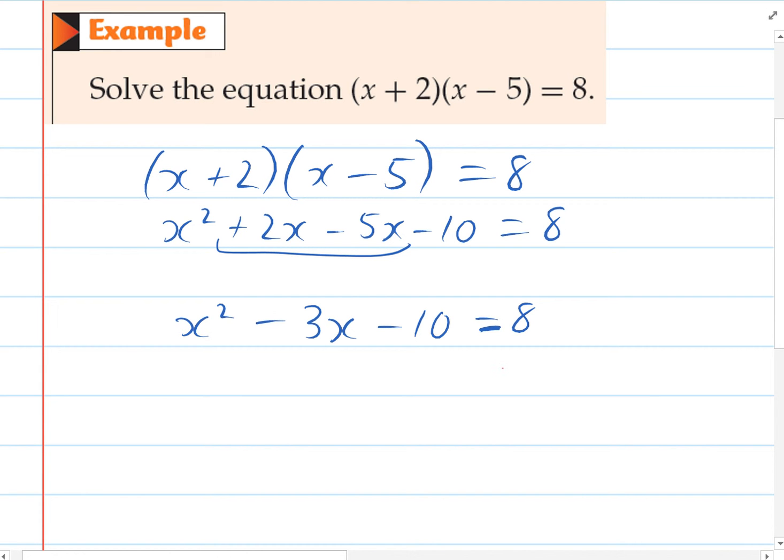Now, usually quadratics have 0 on one side, and so that's what we need to do here. And the way we're going to do that is by subtracting 8 from both sides of the equals. And so when we do that, we end up with x squared minus 3x minus 18 equals 0.